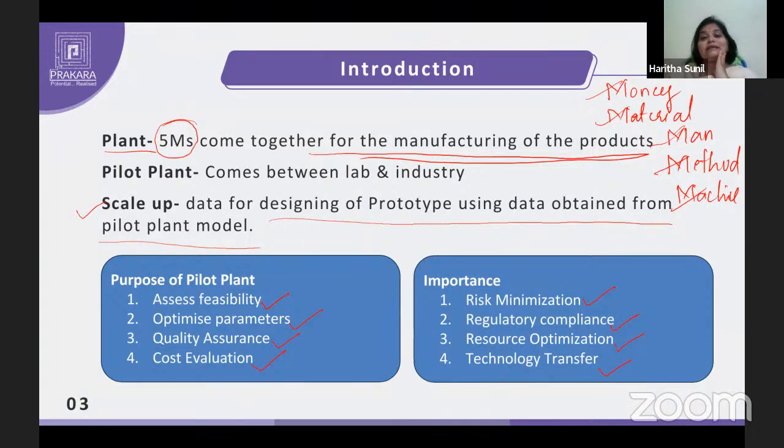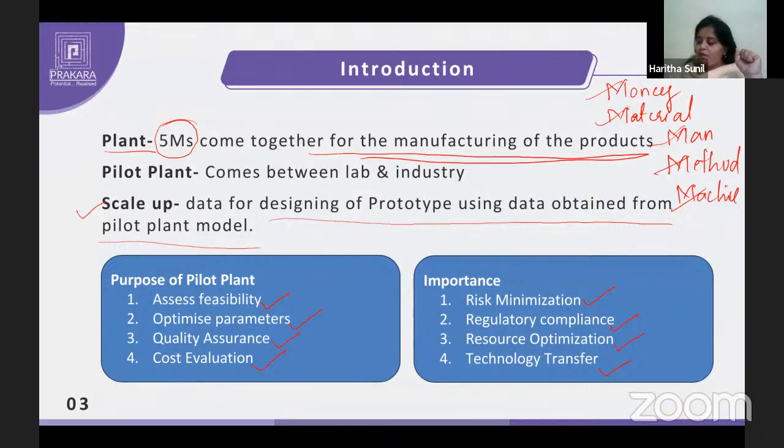Then technology transfer. So here the pilot plant simplifies the technology transfer process, that is from R&D to the production floor, as it gives you the blueprint of the scaled up process. So that means you're just going to give an outline of how it looks in the large scale production. Okay. So this is about the purpose of the pilot plant and also the importance of the pilot plant. Hope everyone is clear with this particular slide.